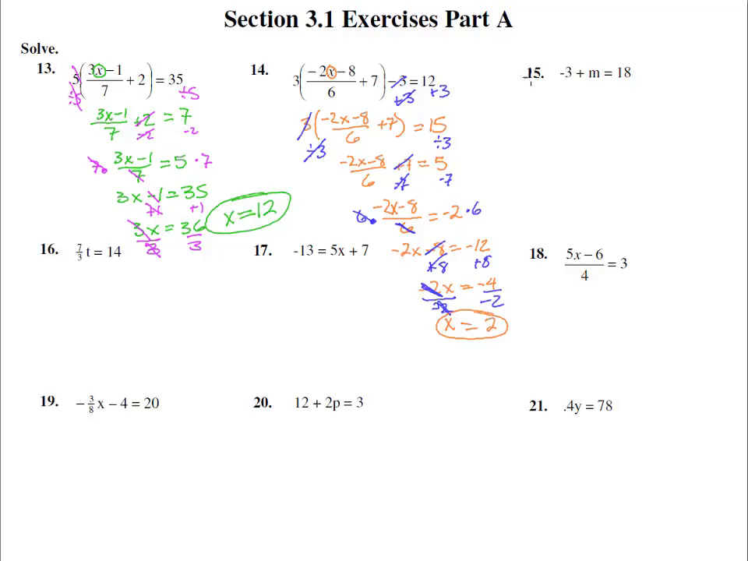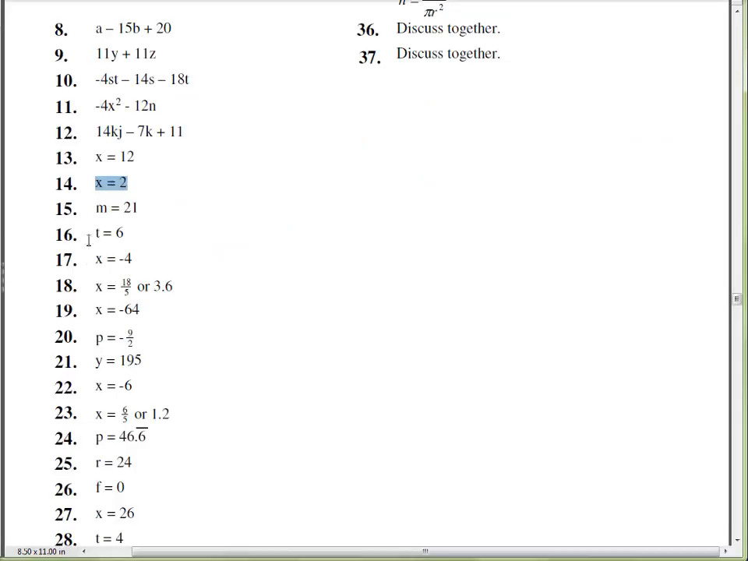Now let's do some of these other problems where it's not so long of a process. We're trying to solve and get m by itself. How do we undo a negative 3? Well, with a positive 3 onto both sides. These go away and we get m equals 21. Done. Let's check our answer. That was nice after those other ones.